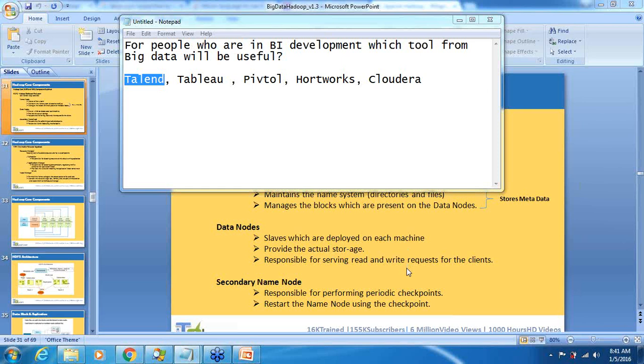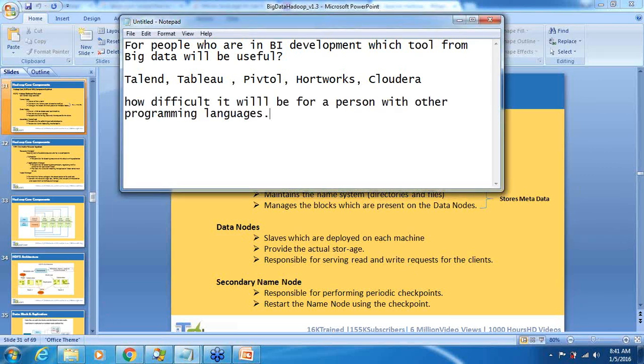So how difficult is it for a person? Okay, this is a really good question. There's a question coming up from Lakshmi Narsimha: how difficult would it be for a person with other programming languages? When I say other programming languages, it's all about person to person. There is no hard and fast calculator which would tell us in how many days you would learn this. It's always the rate at which you are adapting to the new technology.